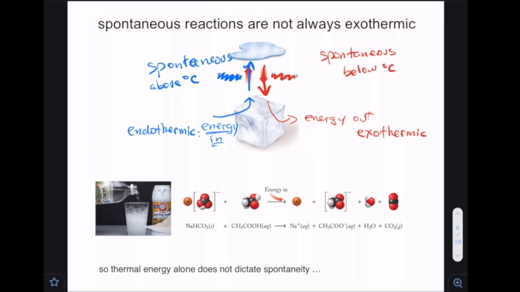Now, you may think, wait, how can that be exothermic? We're making ice cubes. That's giving off heat, but we're making ice. So how can that be? Well, if you've ever gone to the back of your freezer when that's happening, you'll know that the freezer coils in the back are very, very hot. Here's another example of a spontaneous reaction. This is where you take some baking soda, which is sodium bicarbonate, and you mix that with vinegar.